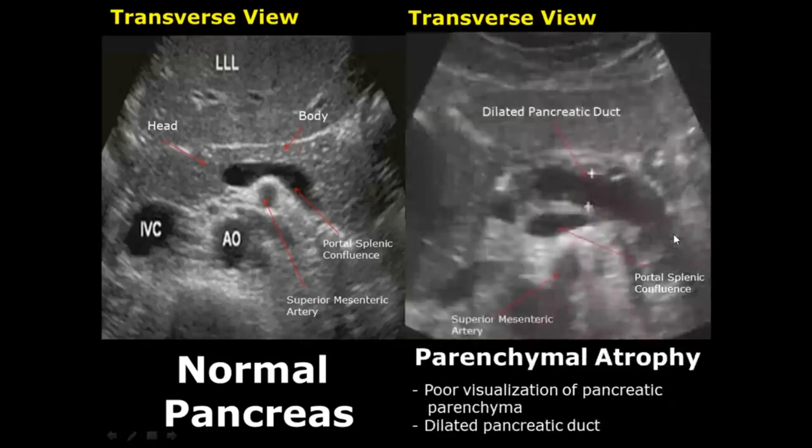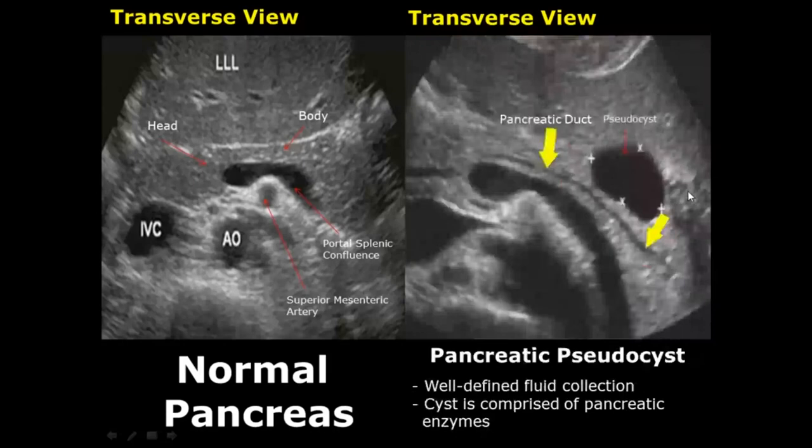Chronic pancreatitis may lead to atrophy of pancreatic parenchyma. We do not see much of the parenchyma of the pancreas. We don't really see the body or the head as much as it should be. We also see a dilated pancreatic duct. The diameter of this pancreatic duct is definitely more than 3 millimeters.